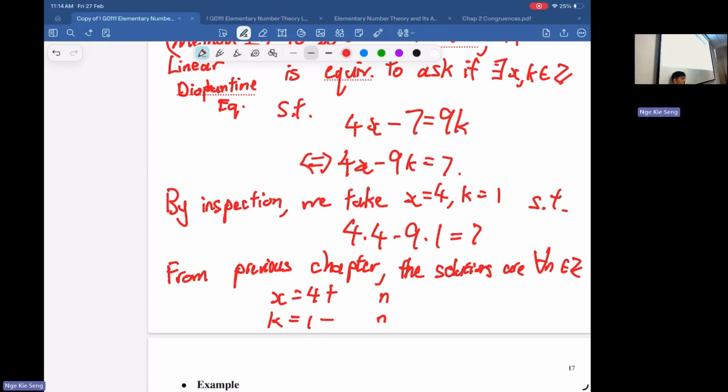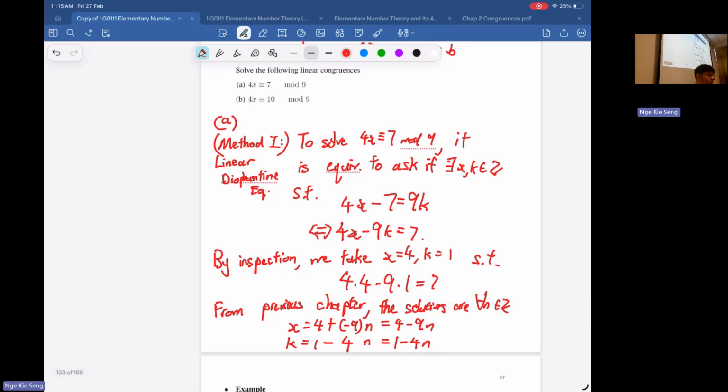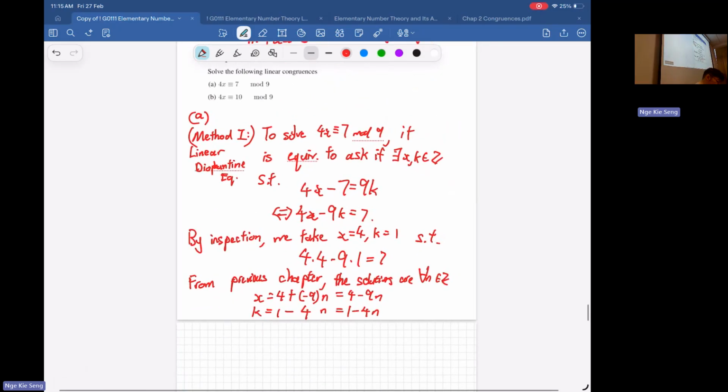B over GCD, is it? Okay, so B over GCD. So first one, the B is minus 9. For K, you need to use the A. So here is 4. So 1 is 4 minus 9 and 1 is 1 minus 4. Okay, but we only care about X, right? So in this case here, what are the X's? You do not need to know. So your solution is known up to mod 9, yeah?